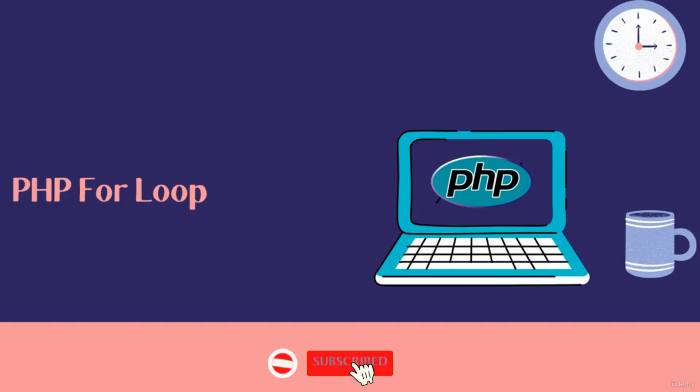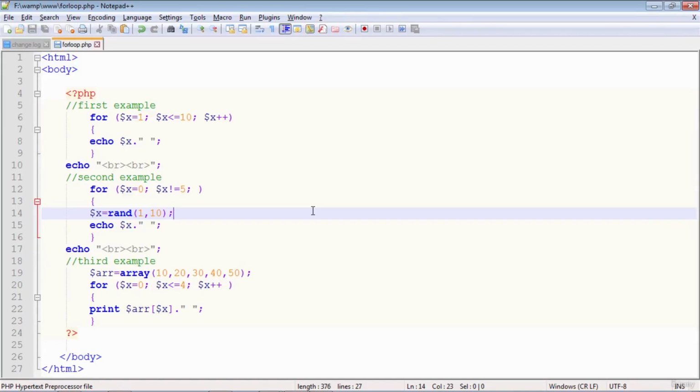This video explains to you the use of for loop in PHP. So in this PHP script, I will show you the use of for statement and for loop. And there are three different examples. With the help of each, I will show you the different ways in which the for statement is used.